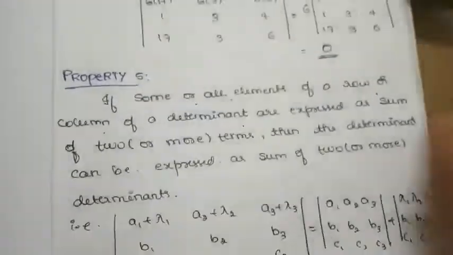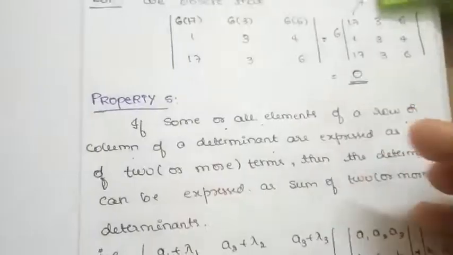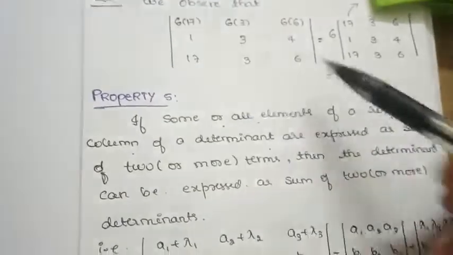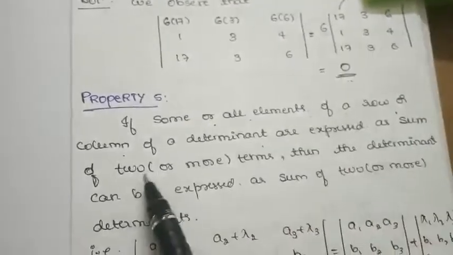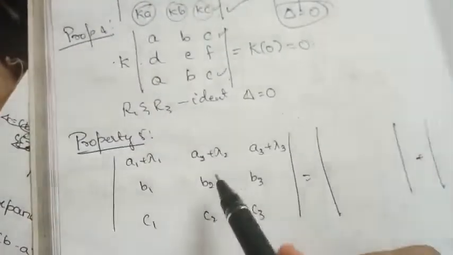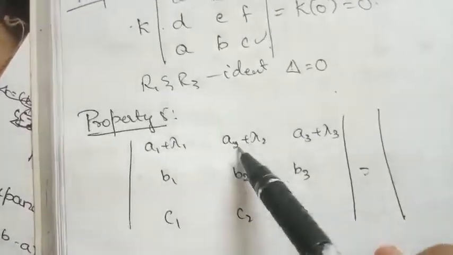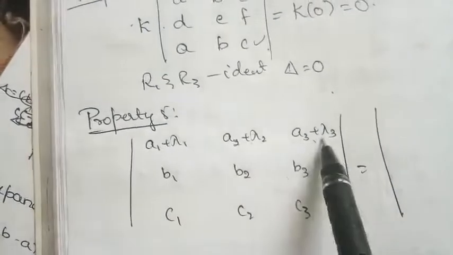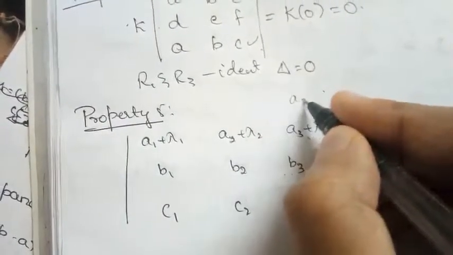So look here, the first part of the statement, what they are saying: if we consider any row or any column, and all the elements of that one row or some of the elements of that one row are expressed as the sum of two or more terms, like this. For example, here I consider one determinant. In that first row, each term can be expressed as a sum of two terms, or at least these two terms are expressed as a sum of two terms, and this one remains as it is, like A3.